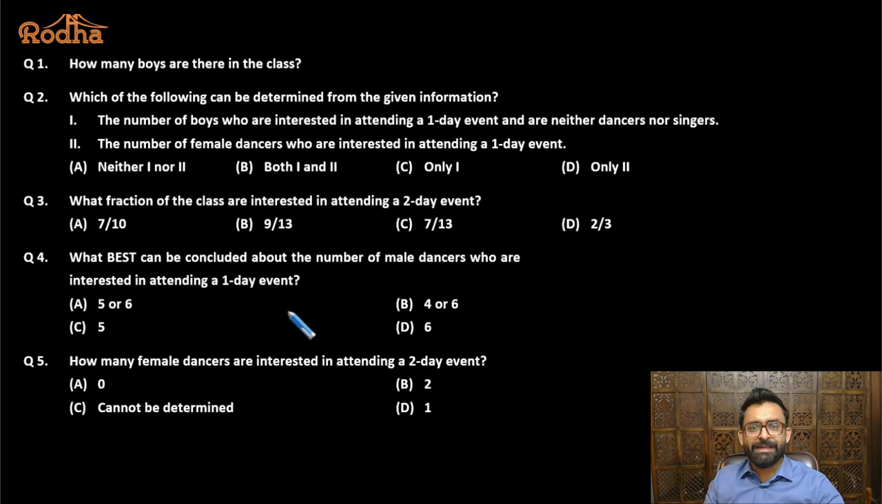How many boys are there in the class? That's okay. This is the first question, a straightforward one. Which of the following can be determined from the given information? Fine. So it's practically complete information, I'm not going to draw from the statements. Otherwise the question cannot be like this. What fraction of the class are interested in attending a 2-day event? Again, somehow we can determine this. What best can be concluded about the number of male dancers who are interested in attending a 1-day event? 5 or 6, 4 or 6.